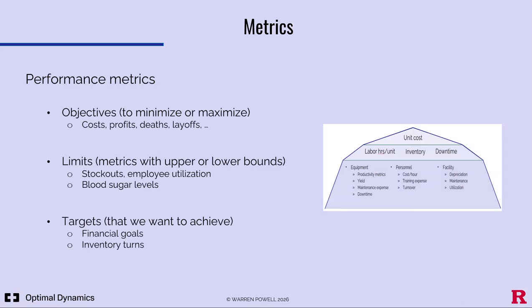Now, performance metrics, I like to describe them in 3 styles. Objectives to be minimized or maximized. Limits, which are metrics where you don't want to go above or below a certain level. And then targets, where I might go above or below, but I'm really trying to hit a particular value. And the closer I am to the value, the happier I am.